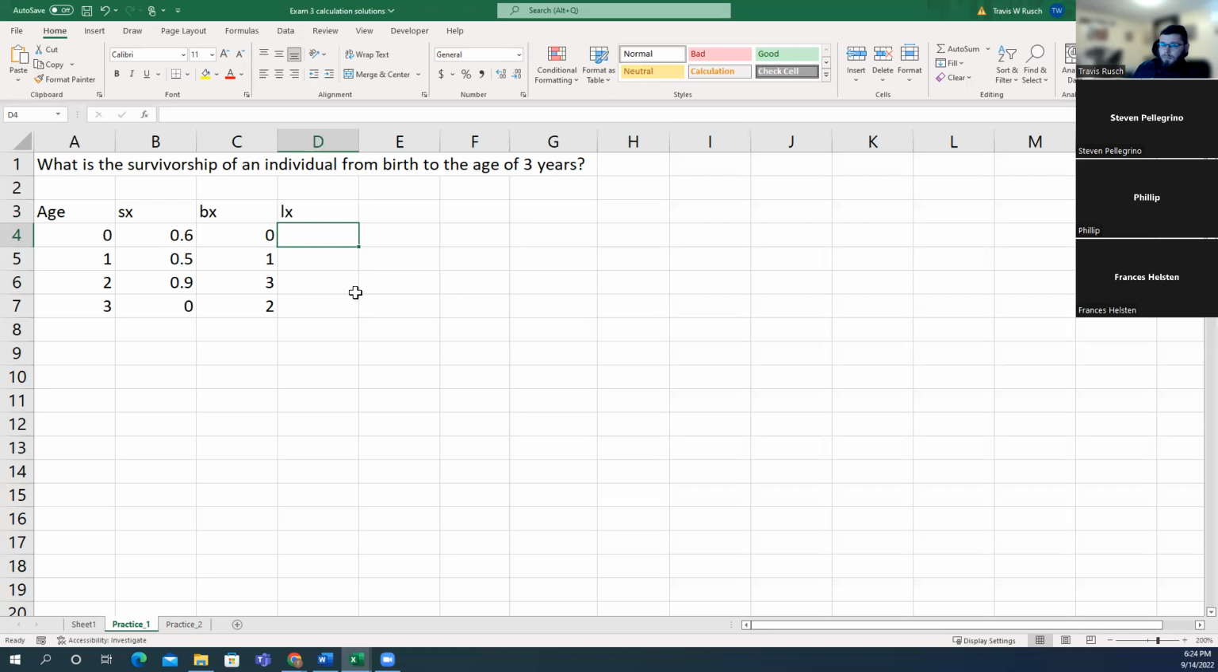Would it be the age? Not the age. No, somebody said L sub 0 equals 1. Yes, that's exactly what I was looking for. We know that that value is always going to be 1 because it's the number that survived in the population, right? So the first thing I would do on my scratch paper is make a new column and start filling it in, and we know that this is 1. So now we have an L sub X value.